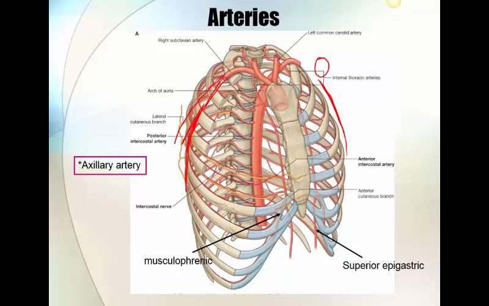So if I draw the axillary like this and show you a big branch present along the lateral aspect, this is called the lateral thoracic artery. And this sends off branches which anastomose with these intercostal vessels. So you can see there's a very rich anastomosis going on over here.